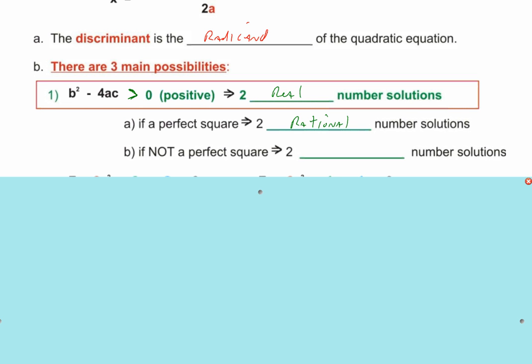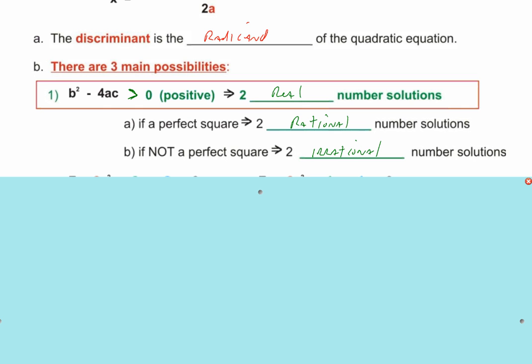If the radicand, the b squared minus 4ac, the discriminant, is not a perfect square, like 17, can we evenly take the square root of 17? No. So we're going to leave the square root of 17 in our answer. And square roots are what kind of real numbers? They're not rational, they're irrational. So you had two irrational number solutions. Okay, so positive radicand, two real number solutions.